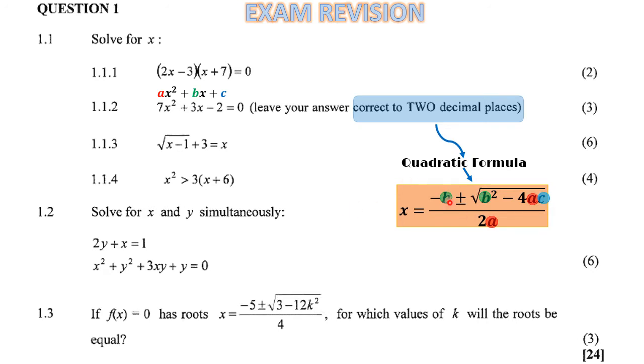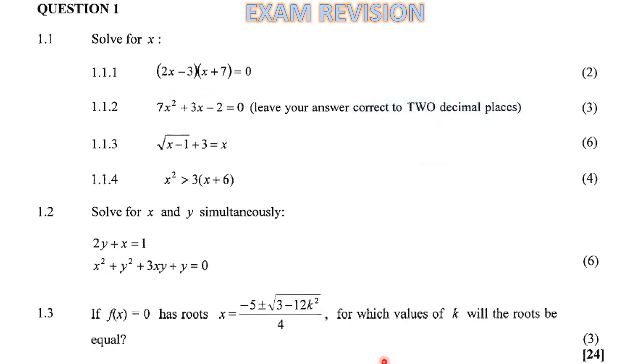You see the b's that you see here, that is why I'm using different colors so that you understand. The b is green, so where you see green, that is where you're going to substitute your 3. Where you see the blue, that is where you're going to substitute your c, which is your -2. And where you see your a, that is where you're going to substitute with red.